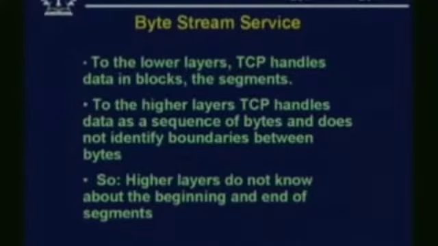So, to the lower layers, TCP handles data in blocks, the segment. This is where the packets actually originate. But to the higher layer, TCP handles data as a sequence of bytes and does not identify boundaries between bytes. So, higher layers do not know about the beginning and end of segments. To the higher layer it is just a stream of bytes.